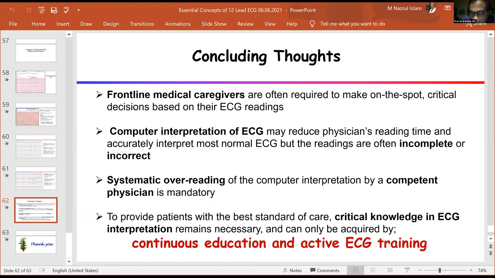Distinguished panelists and dear participants, thank you very much for your patient hearing and basic concepts, but complex understanding. This is presented in an extraordinary way by our great teacher, Professor M. Nazrul Islam, sir. Sir, congratulations and thank you very much, sir.